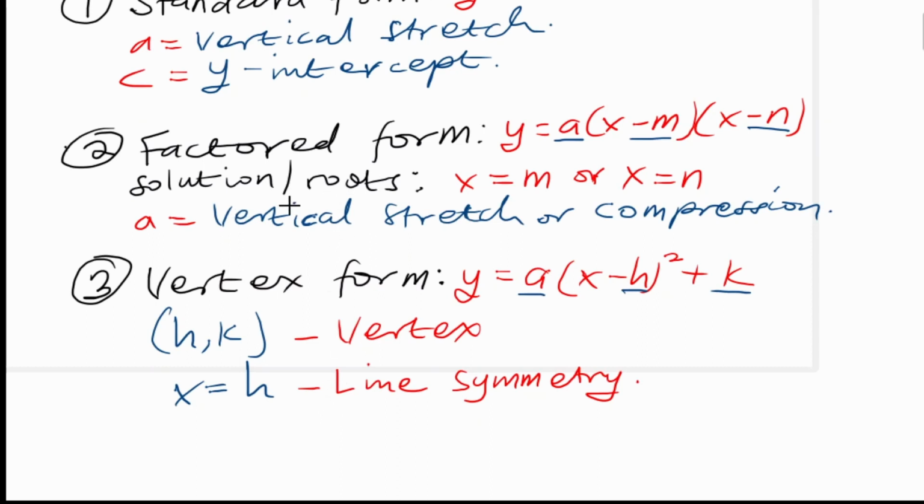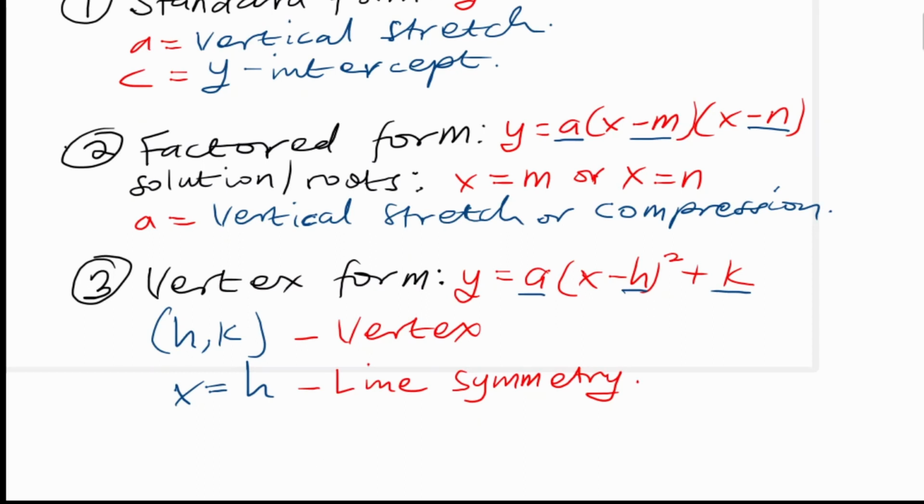Just as I said, the factored form is easier when the trinomial is factorable. The vertex form is also easier when the middle term of the trinomial is even or the trinomial does not factor. Then you can consider expressing it in the vertex form. This vertex form is also used to describe the transformations of the parent function f of x equals x squared, which I explained very well in the video I mentioned earlier, the link of which can be found in the description of this video.